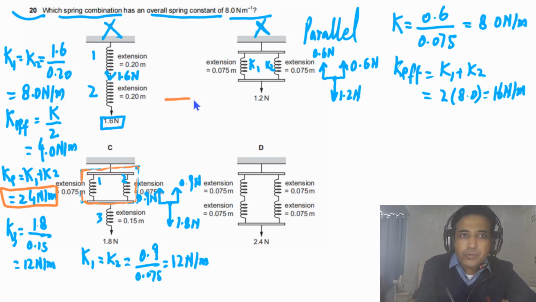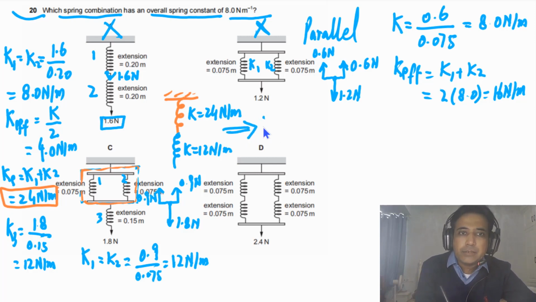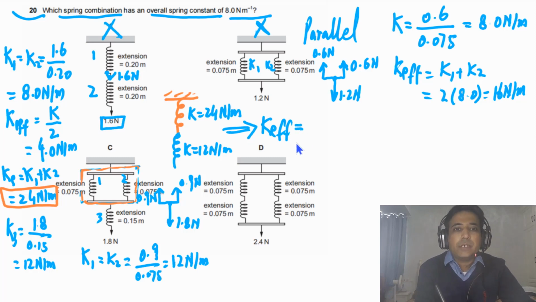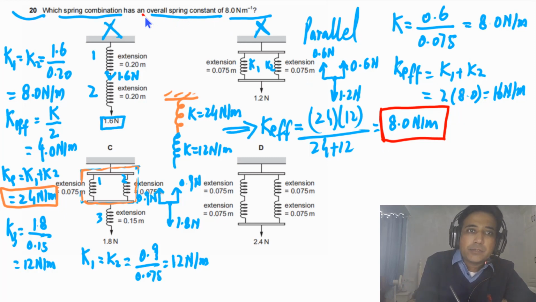If we redraw this, this is the situation now. We have one spring here and another spring here. The spring constant for this one is K equal to 12 newtons per meter, and for this one K is equal to 24 newtons per meter. So we can find out K effective. They are connected in series, so the K effective in this case is like resistors connected in parallel. So it means 24 multiplied by 12 divided by 24 plus 12. If we solve this, we get 8.0 newtons per meter. So this is how we can answer, and this is our final answer. The question was asking us to find the combination which has an overall spring constant of 8.0 newtons per meter.